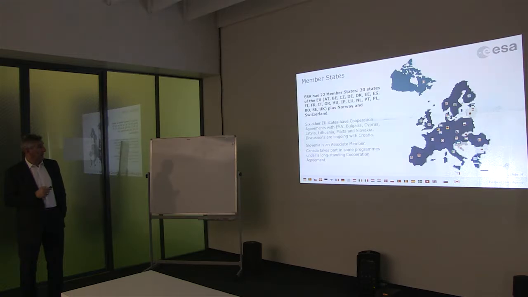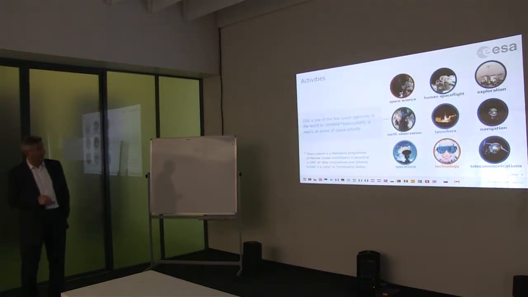convention. We have now, as I mentioned, 22 member states, most like the European Union, but we have also Switzerland and Norway, who are not in the European Union. We don't have some of the European Union member states like Cyprus, Malta, some of the member states of the European Union there, but we have more or less cooperation agreements with all of them. We have a long-standing cooperation agreement with Canada.